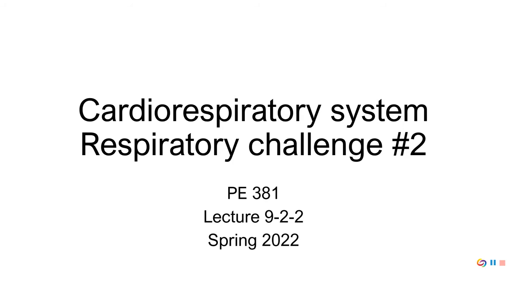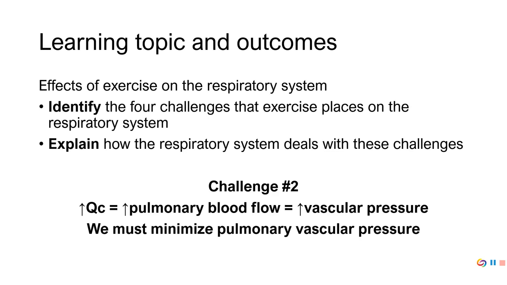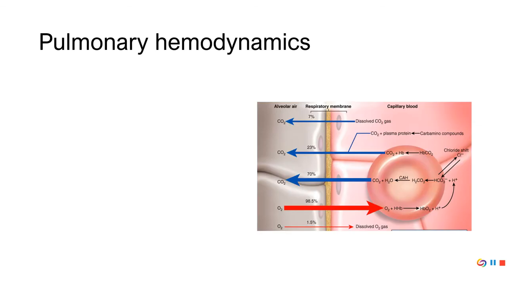Okay, on to respiratory challenge number 2. So again, I just kept this even though we're not identifying any new challenges, but we're talking about challenge number 2, which is high cardiac output leads to high pulmonary blood flow, which leads to high pressure. We have to minimize that pulmonary pressure.